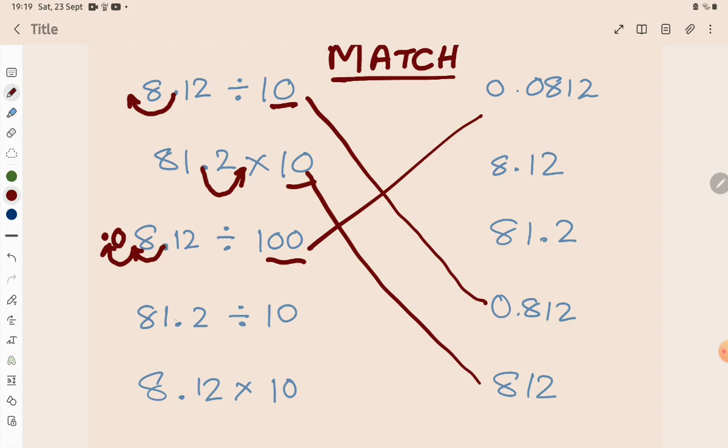Again, we're dividing 81.2 by 10, and this is a single zero, so a single jump, it will go to 8.12. 8.12 is right here. And then last question, 8.12 multiply 10, again one jump, but this time to the right. 8.12 is going to become 81.2, which is right here. I hope that was understandable.